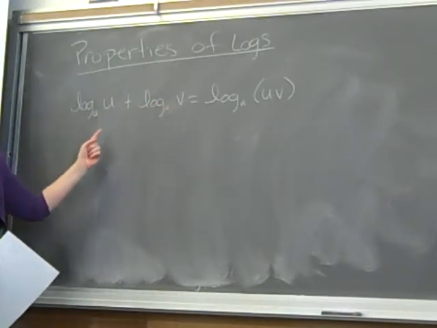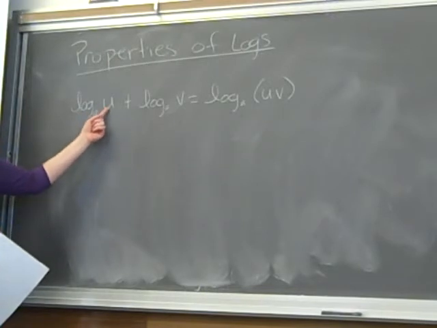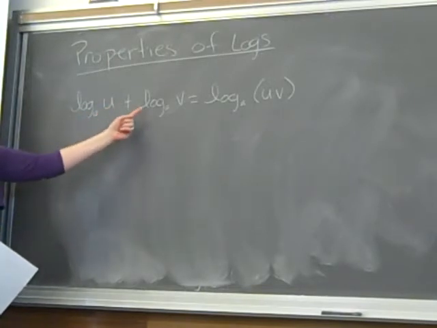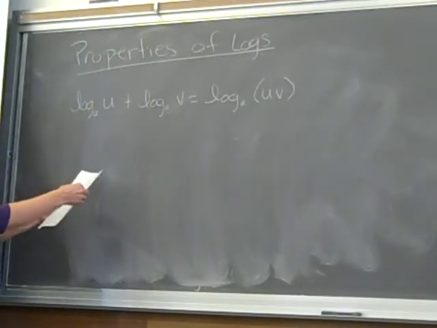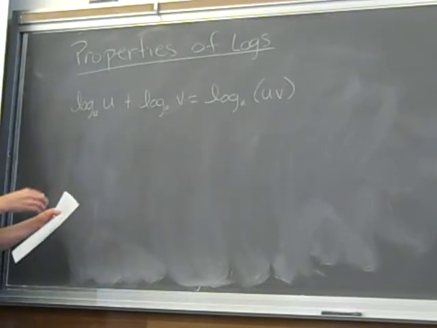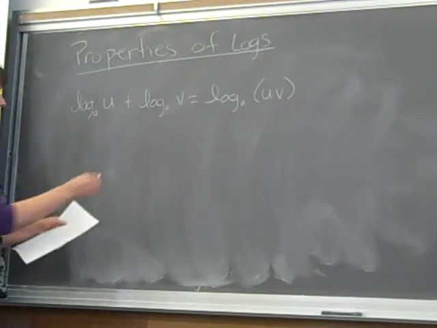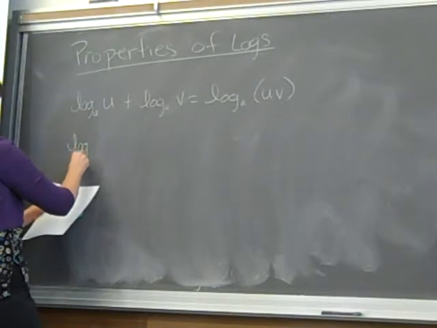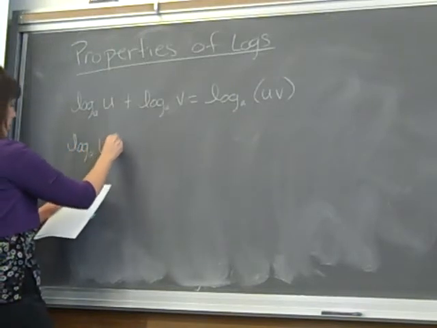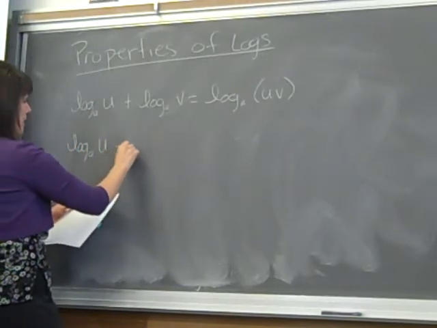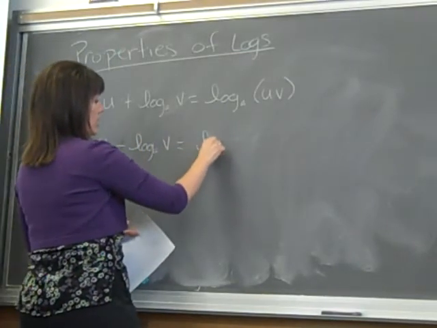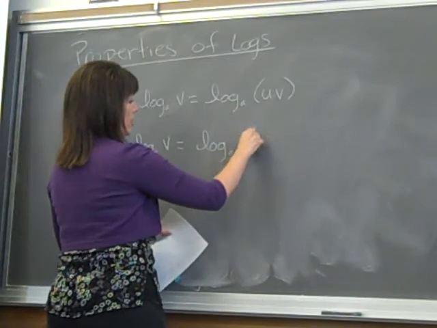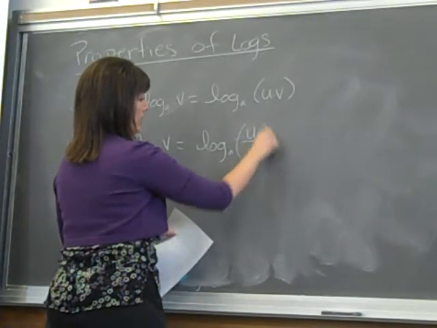So I'm going to show you how I read it one more time. Log base A of u and log base A of v. That's how you read a logarithm. Okay? That's your first one. And this is actually called the product rule, in case you ever need that. It's the product rule. Now we have log base A of u minus log base A of v equals log base A of u divided by v.